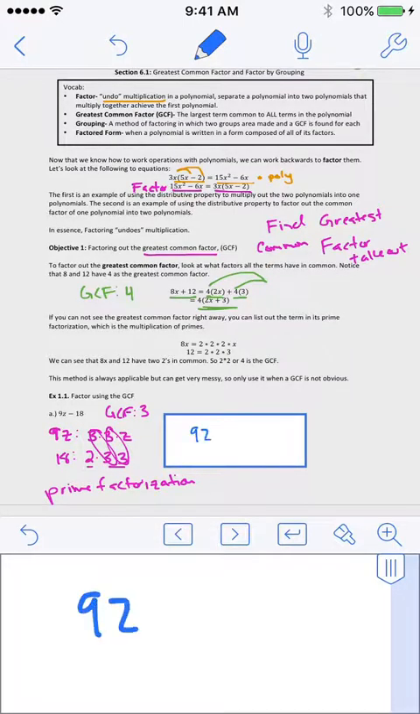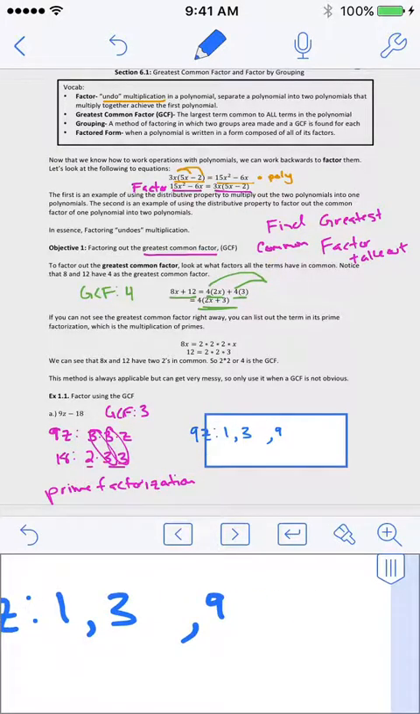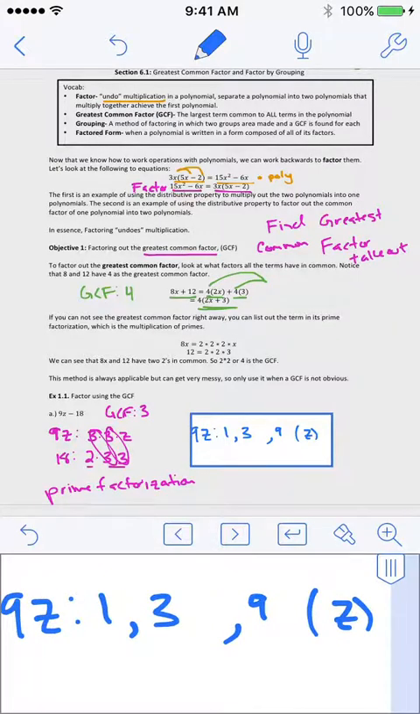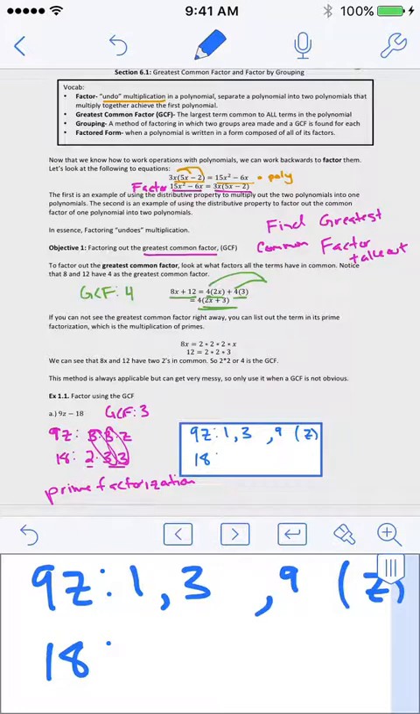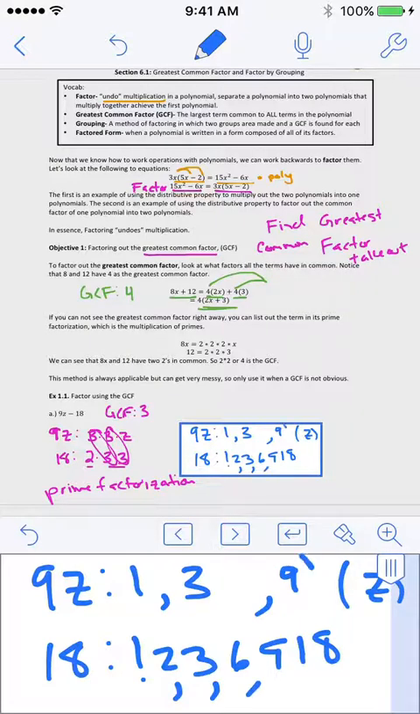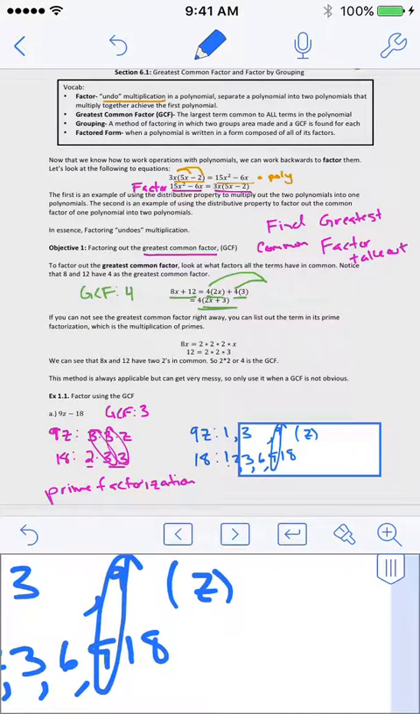So if I look at 9z, I can say, okay, there's 1 and 9, and there's 3 and 3, right? And then it also has a z, right? So those are all the factors: 1 and 9, 3 and 3, and it's also got a z. Then I look at 18, I can say 1 and 18, 2 and 9, 3 and 6. Okay, well, looks like the biggest thing they have in common is a 9, and that's all they have for that. They don't have any variables in common.